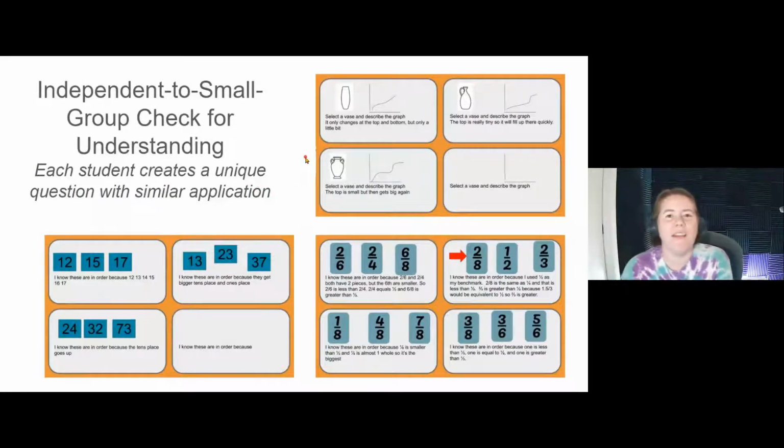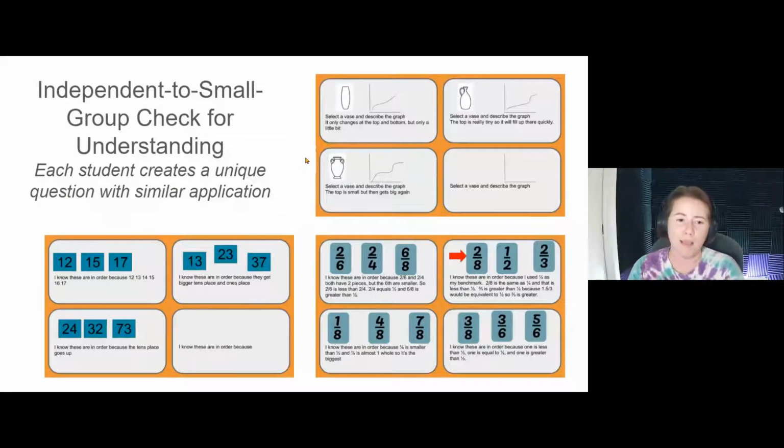This is one of my favorite things about online. Independent to small group check for understanding. In these examples, kids get to select their cards as an area where they pull down the ones that they want. In the Algebra 1, they were pulling down a vase. In the primary, they were pulling any 3 numbers, putting them in order. And with fractions, they were using a variety of things that they had learned from comparing using common numerators to common denominators, benchmarks, and so on.